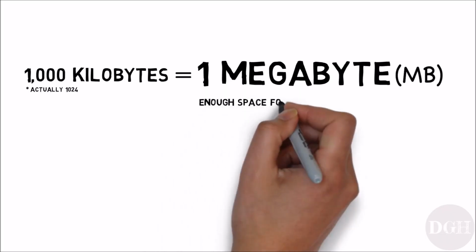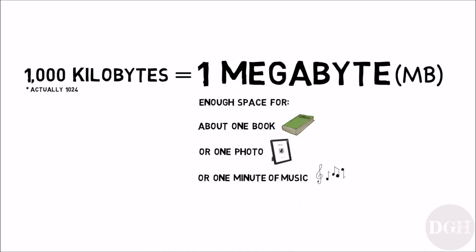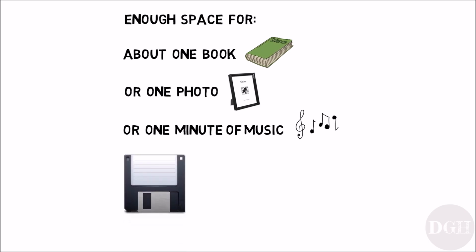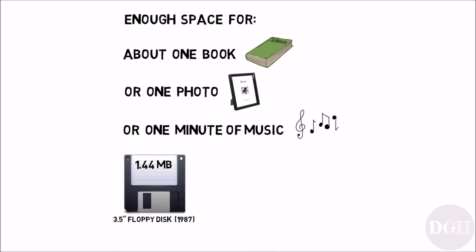The guy explained to you, if you understood, 0, 1, you need this quantity of space volume basically to store a picture. 1 megabyte is enough space to hold about 1 book, 1 photo, or 1 minute of music. Keep in mind, those are approximations and could vary widely based on the quality and type of encoding. The 3½ inch floppy disk, introduced in the 1980s, could hold 1.4 megabytes of data.